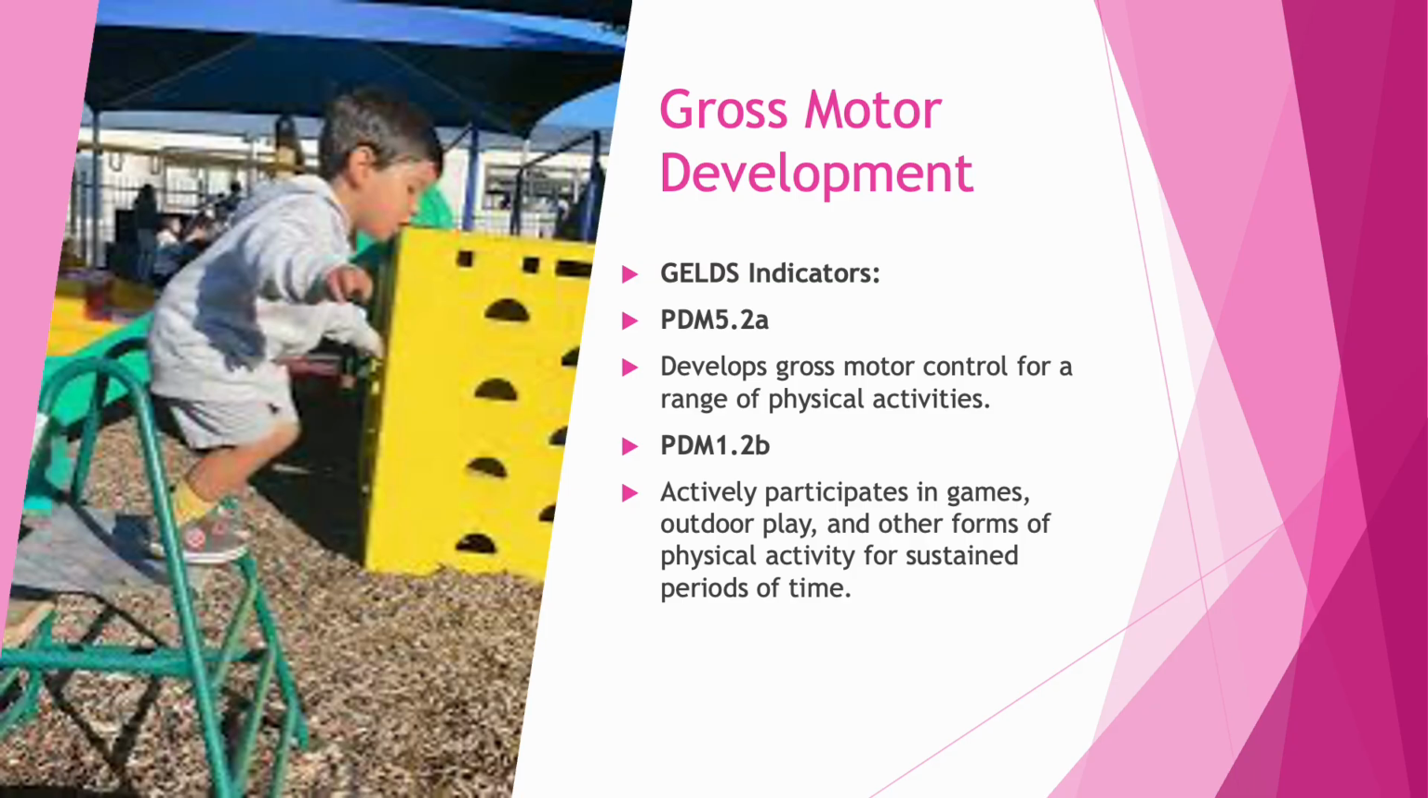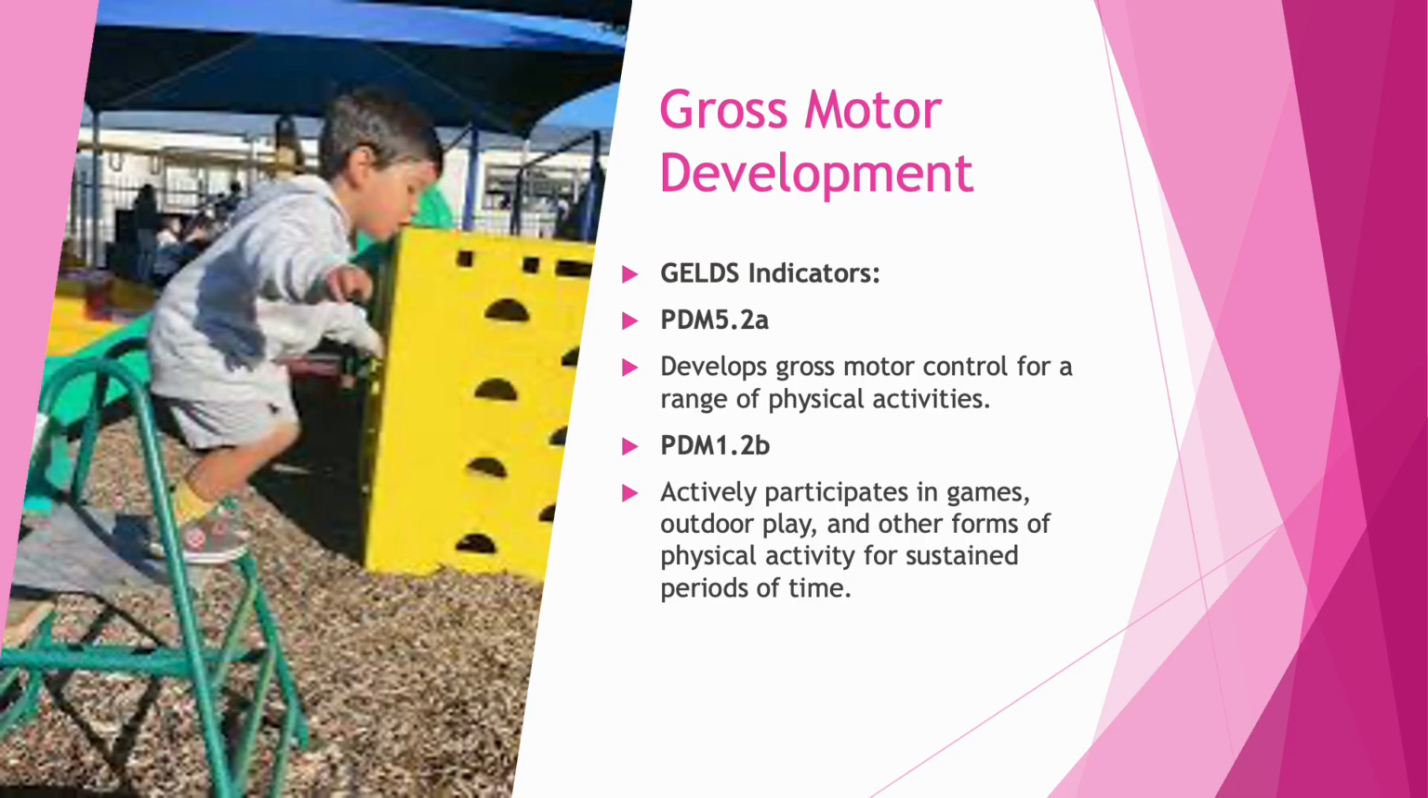Gross motor development is all about the use of big muscles, like those legs, those arms, those cores, for activities such as walking, running, climbing, and jumping. And these types of movements help children build physical strength, confidence, and coordination.